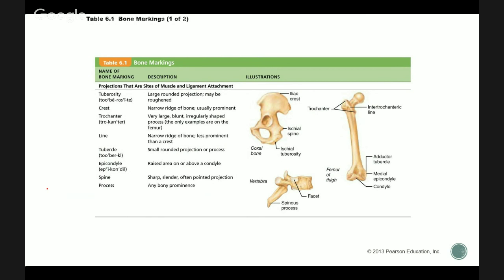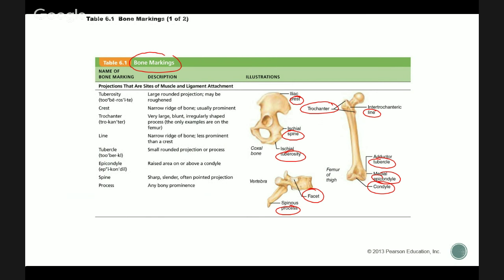All right, so I'm not expecting you by any means to memorize these bone markings. You're going to see them when you're memorizing your bones, and we're talking about the different aspects of the bone. You're going to see terms like crest and spine and tuberosity and process and facet, condyle and tubercle and line. Trochanter. You're going to see all these terms coming up.